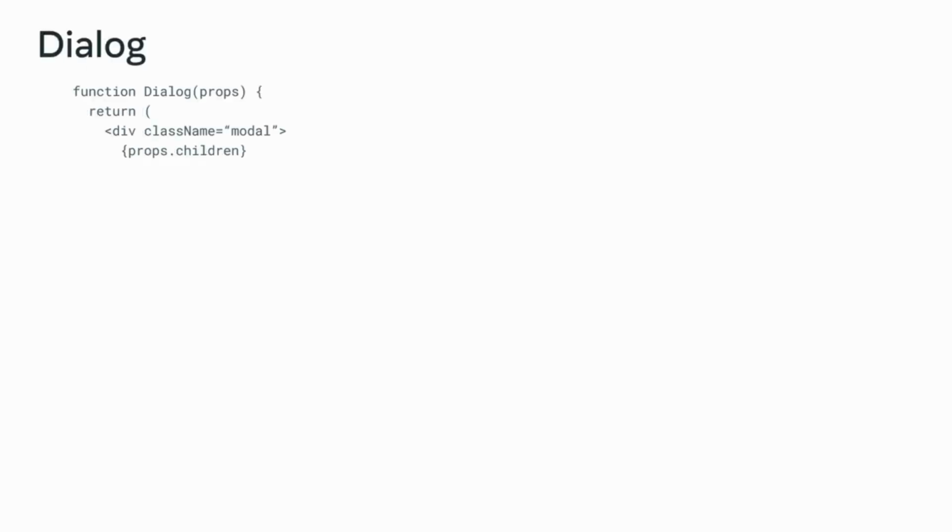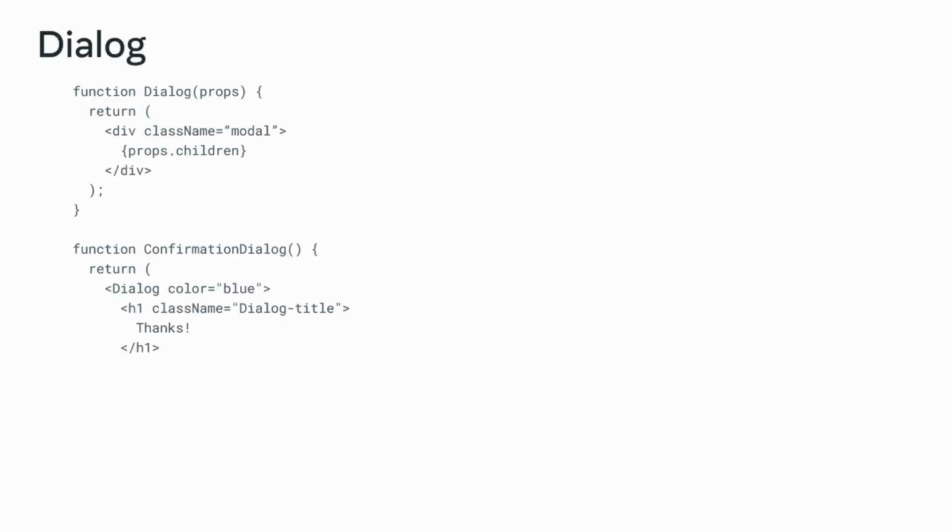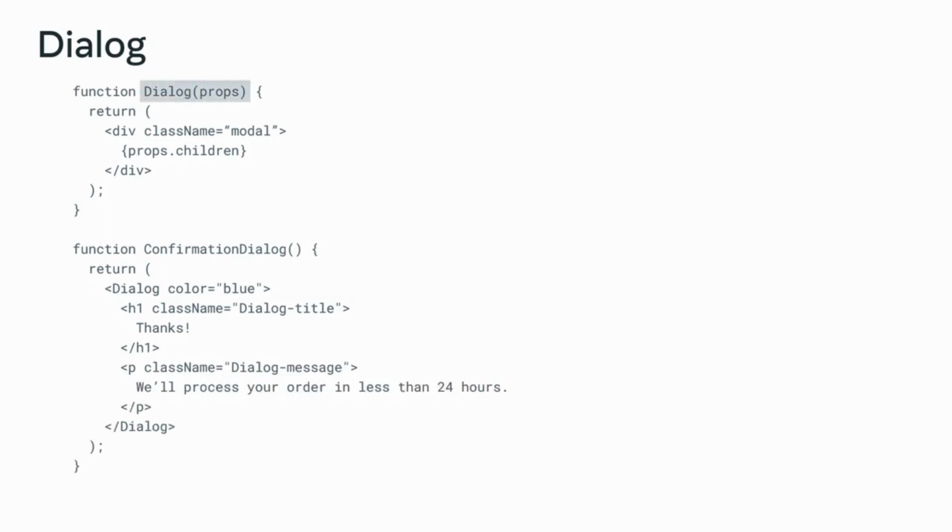Let's explore this with a dialog example. Here, you have a dialog component which acts as the box, taking care of styling the container to make it look like a modal window. By using the children prop, it has become a generic component to which we can provide any valid JSX as children. To illustrate that, the confirmation dialog component has been defined, which uses the dialog component and renders as children, a title and a description.